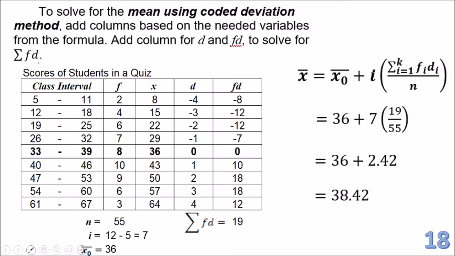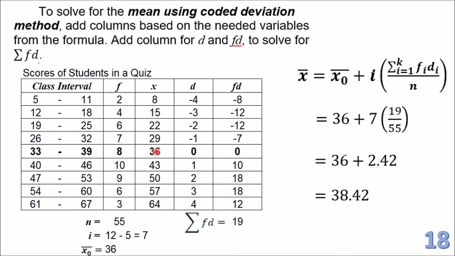And then, x sub 0, ito yung assumed mean ng kung saan natin nilagay yung code na 0. So, naglagay tayo ng 0 dito, meaning ang assumed mean natin is yung midpoint ng ating class na 33 to 39 kung saan natin nilagay or inassign yung 0. So, doon natin kukunin yung mean. Kaya 36, andito siya galing. Kung saan natin ilalagay yung 0, kung ano yung midpoint nun, yun ang assumed mean.